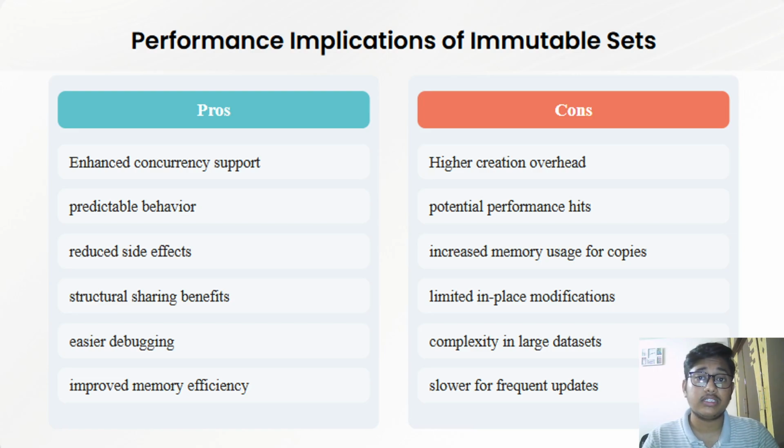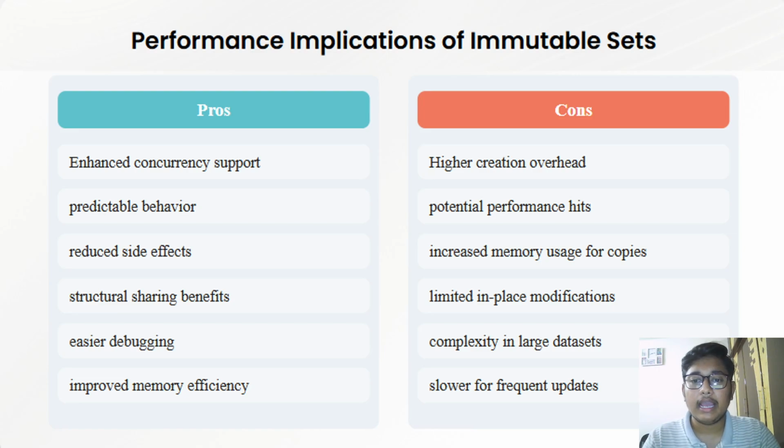Now let us discuss some pros and cons of immutable sets. First, let us discuss the pros of immutable sets. Enhanced concurrency support, predictable behavior, reduced side effects, structural sharing benefits, easier debugging, and improved memory efficiency. The easier debugging helps a lot because the original set remains unchanged and the new sets are copied. So it helps to make changes in the copies of the immutable sets.